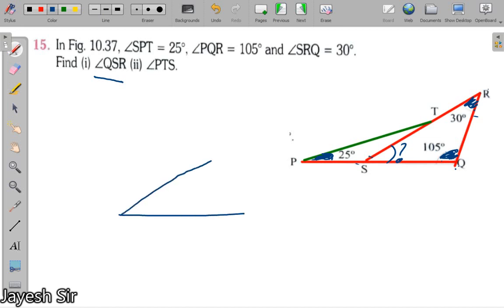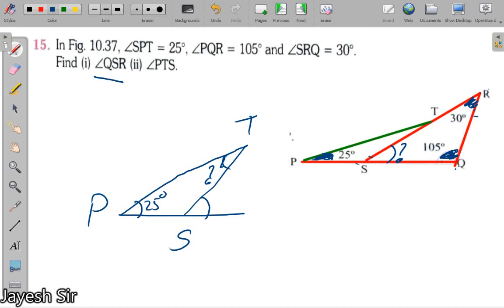Secondly, for the second part of the question, focus on triangle TPS. This angle S you already determined by using angle sum property. You know this angle is 25 degree. Use exterior angle theorem and find this angle. Using exterior angle theorem, you can easily find angle PTS.